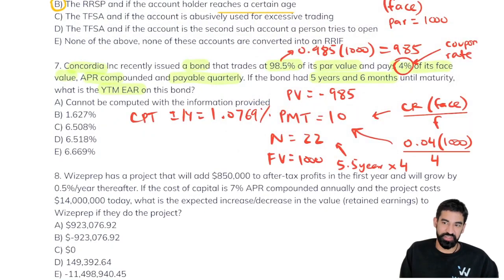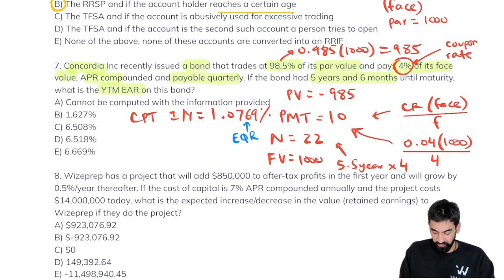But this is the effective interest rate quarterly. This is the quarterly rate because we had everything in quarters here, right? The payments were quarterly and the N was the number of quarters because we times it by 4. So this we can say is the effective quarterly rate, or I could say EQR.